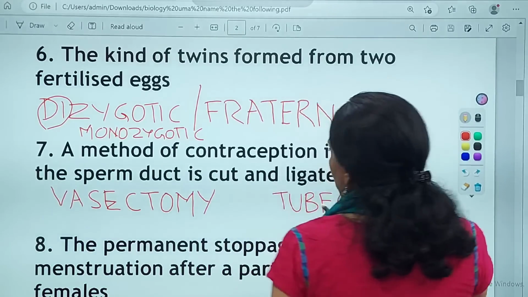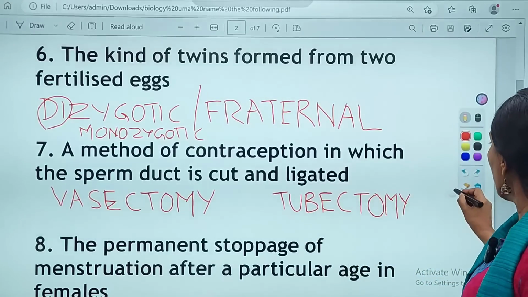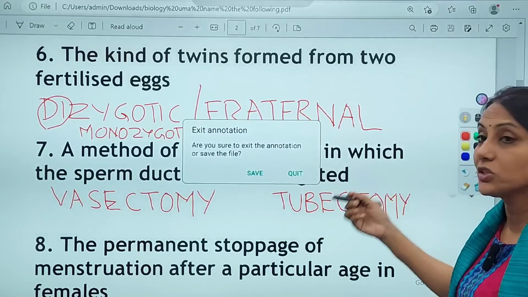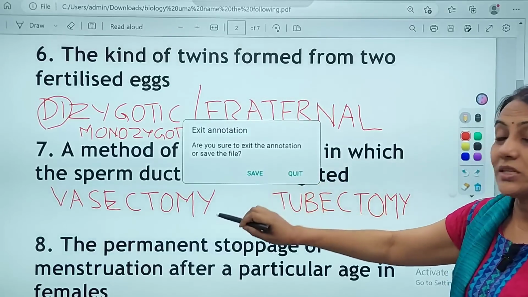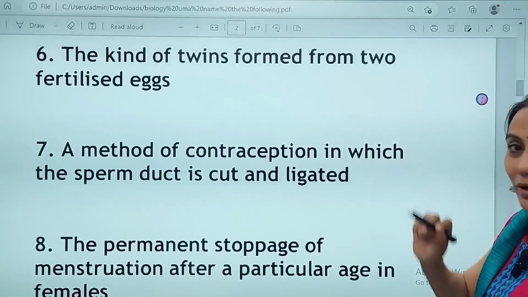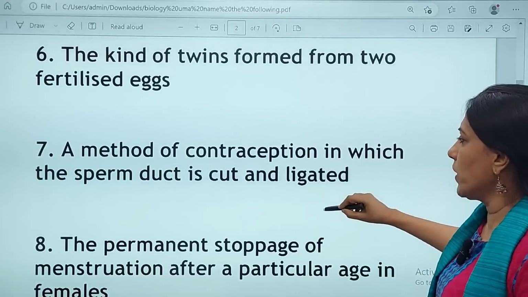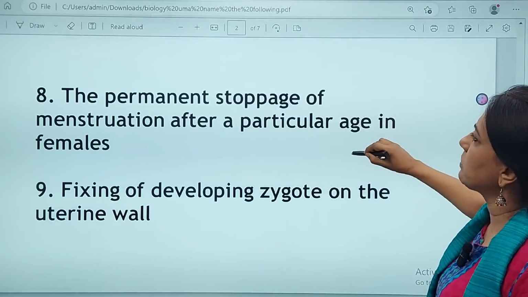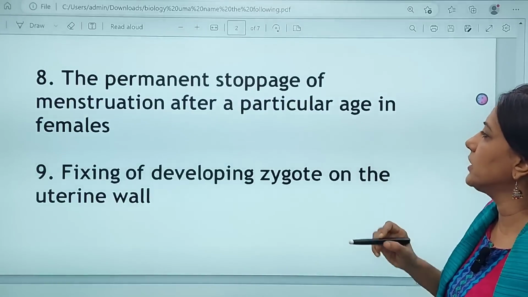Let me also tell you that in this world, because of the kind of gender equations we have, more tubectomies, especially in India, happen than vasectomies because it's the woman who undergoes the family planning operation. But vasectomy is in fact a simpler procedure than tubectomy and should be preferred because it doesn't otherwise affect the physical strength of the man. So vasectomy is the cutting or the ligation of the sperm duct in the male.